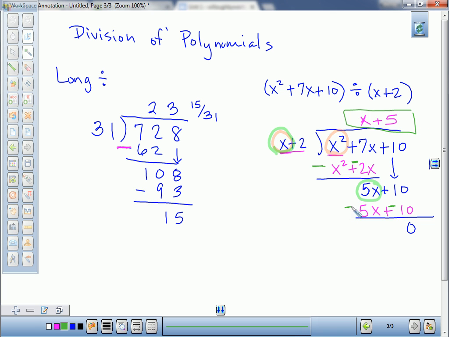That's my answer. And then how do you check your answer? To check your answer, you would multiply this times this, and it should turn into that. Okay, so let's try another one.